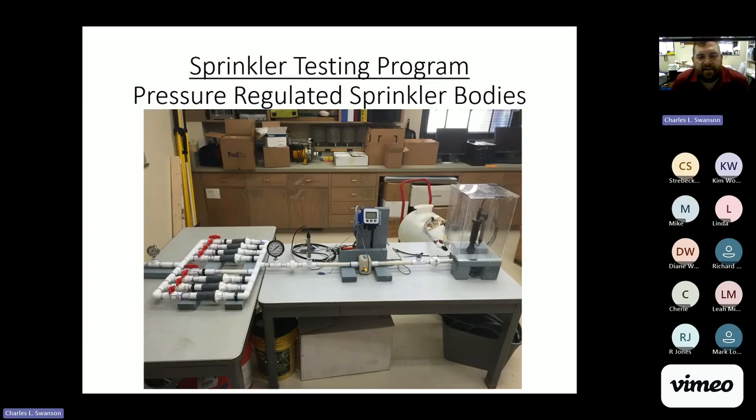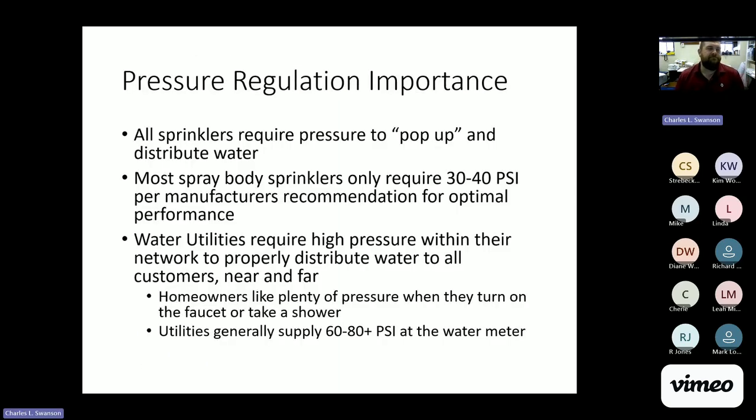Okay, well, let's look at pressure regulation in sprinkler bodies. Here's a little picture of our testing program in our laboratory where we test sprinklers. And why is this important? Well, sprinklers have to have pressure to pop up and distribute their water. However, based on the size of the sprinkler, the pressure requirement can vary based on the manufacturer's recommendation. The further you want that sprinkler to throw water, the more pressure you need. Shorter distances require less pressure.